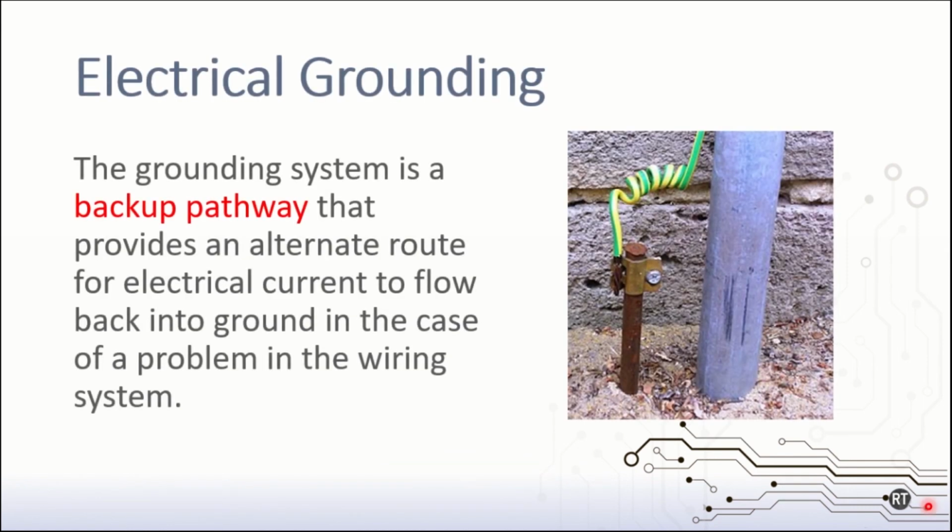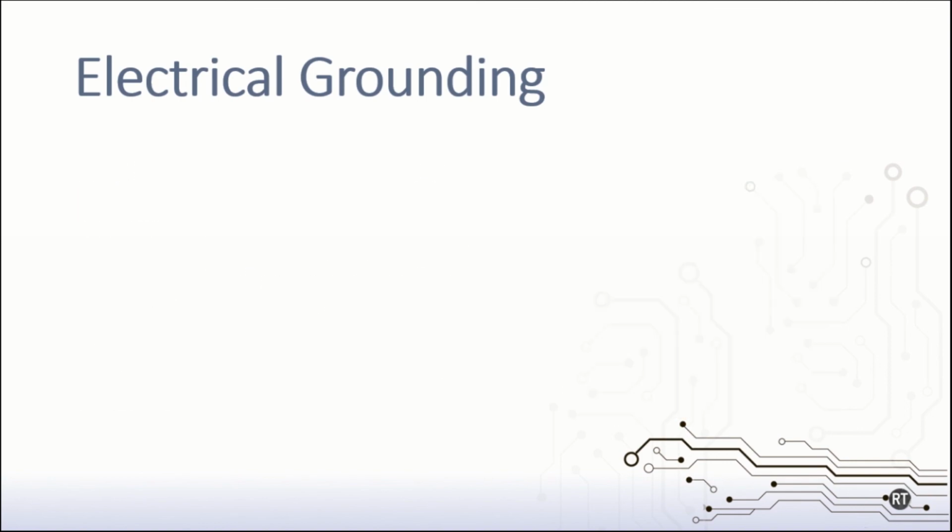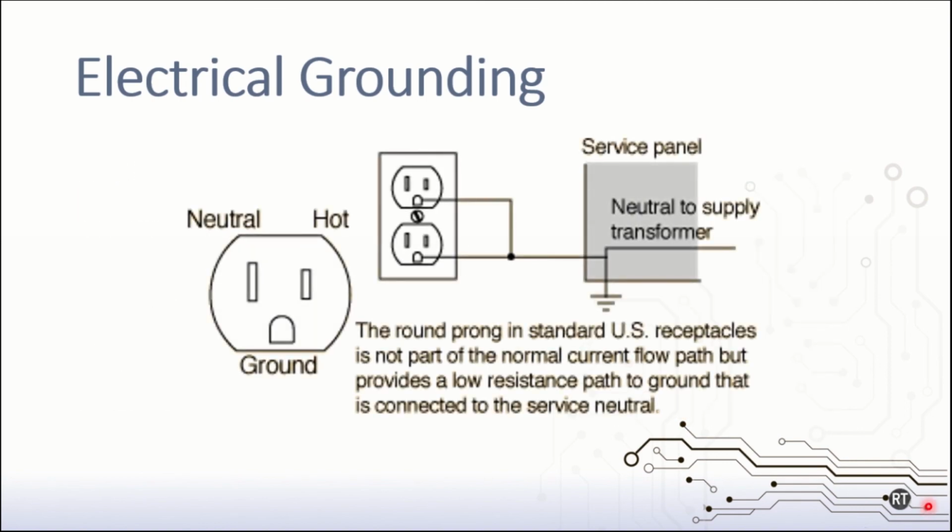The grounding system is a backup pathway that provides an alternate route for electrical current to flow back into the ground in the case of a problem in the wiring system. In the electrical socket, the ground is represented by the circular receptacle on the bottom part.